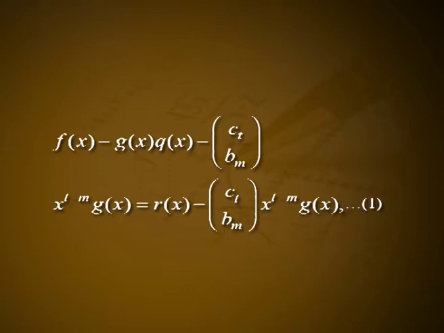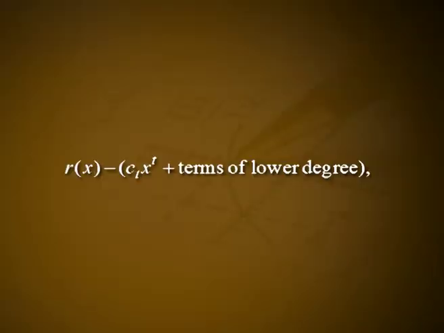Suppose that r(x) = c_t x^t + c_{t-1} x^{t-1} + ... + c_0, with c_j belonging to F and c_t not equal to 0 if t is not equal to 0. Suppose t is greater than or equal to m. Then f(x) - g(x)q(x) - (c_t/b_m) x^{t-m} g(x), which is equal to r(x) - (c_t/b_m) x^{t-m} g(x), equation 1. And the latter is of the form r(x) - c_t x^t plus terms of lower degree, which is a polynomial of degree lower than t, the degree of r(x).